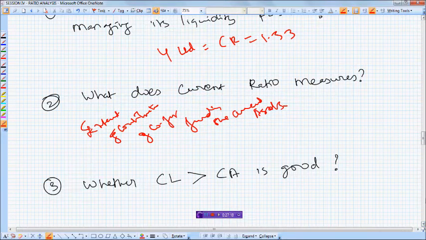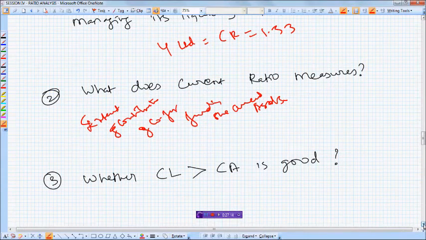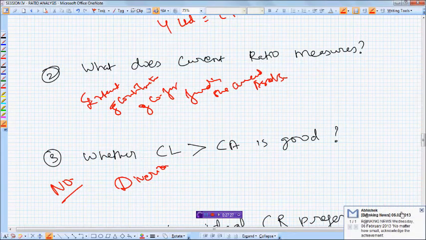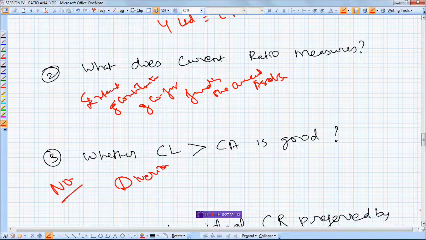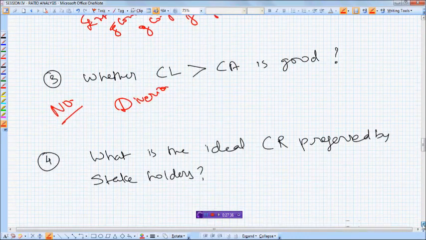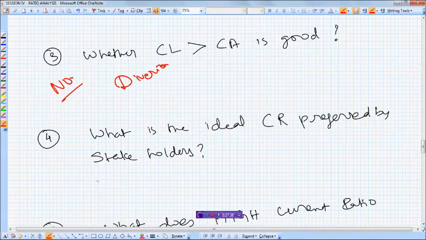And question 3: is current liability being more than current asset good? The answer is absolutely no. We have seen that if the current liability is more than current asset, it means diversion, using short-term funds for long-term purpose. So current liability being more than current asset is not a good sign. And what is the ideal current ratio preferred by stakeholders?